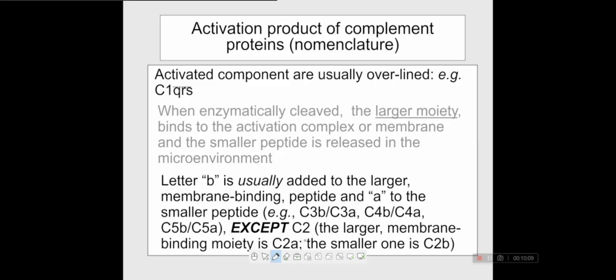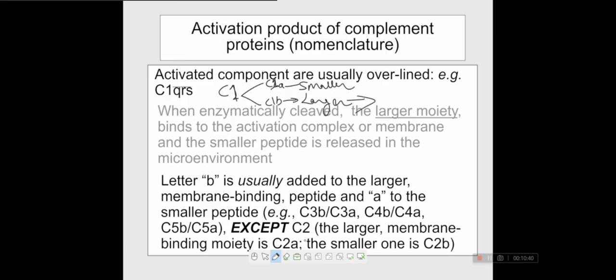Remember one thing: when C1 is activated, it is converted into two fragments, C1A and C1B. B is the larger fragment and A is the smaller fragment.